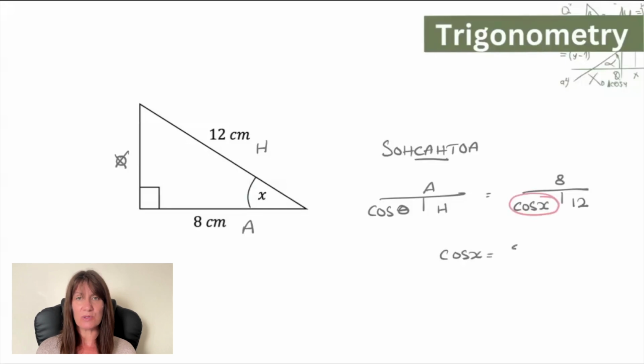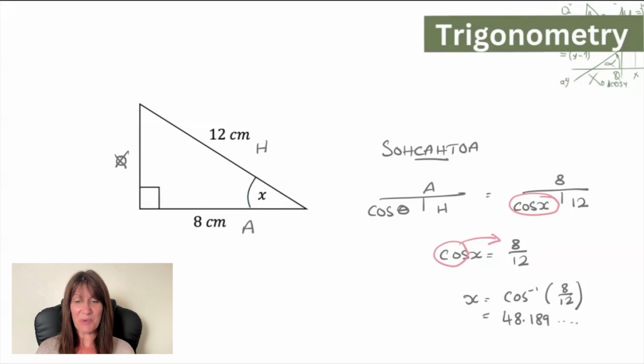Cos X equals 8/12. But if I want to know what X equals, I have to get it on its own. So I'm going to pick up the cos, I'm going to pick up the function and move it across to the other side. When it lands, it will land as its opposite, which is cos -1. And that is usually the shift button on your cos calculator button. So we've got X equals cos -1, 8/12, which equals 48.189 on and on it goes, which equals 48.2 degrees. Please make sure that you are writing down everything on your calculator display before you do your rounding.